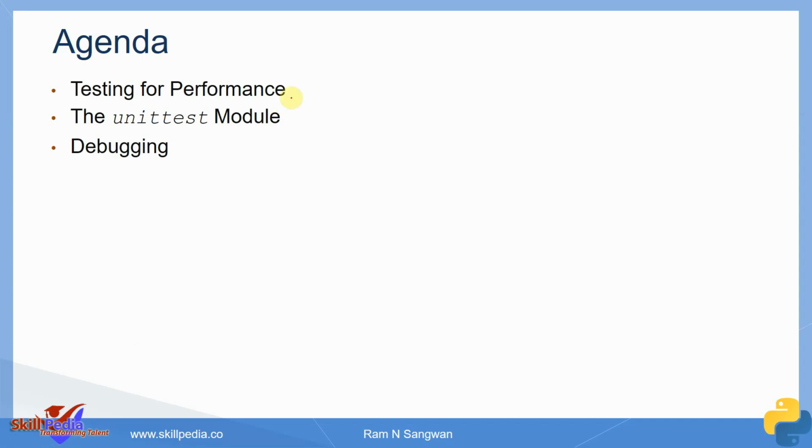So, testing for performance. As I said, suppose you have to go to New York, whether it is the best path you selected or it is going to be a very costly and long affair. So your decision is right or wrong. Unit test and debugging. There are three topics which are covered in the session.